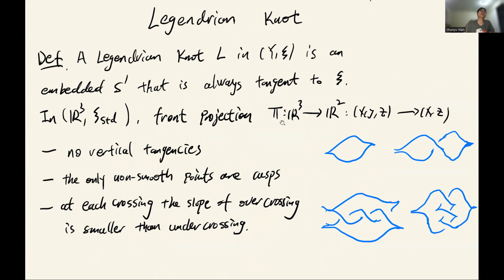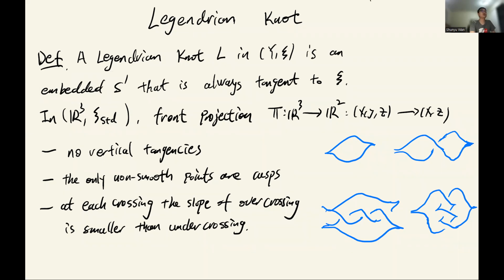The front projection is a projection from R^3 to R^2, given by (x,y,z) to the xz plane. And the diagram satisfies these three properties: there are no vertical tangencies, the only non-smooth points are cusps, and at each crossing, the slope of the overcrossing is always smaller than the undercrossing. Here are several examples. These two are Legendrian unknots, this is a Legendrian right-hand trefoil, and this is a Legendrian left-hand trefoil.